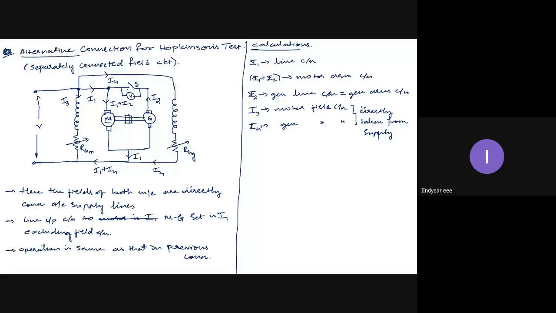So the armature copper loss in the motor is (I1 plus I2) square RAM. Generator armature copper loss is I2 square RAG. Power drawn from the supply is V into I1, because the line current we have taken as I1 for the MG set.